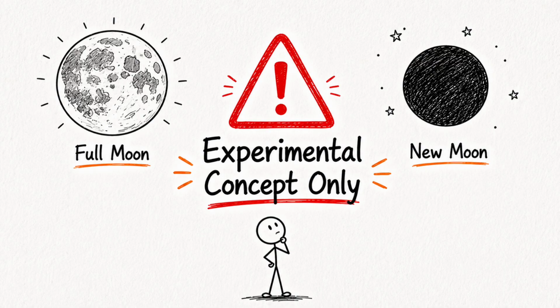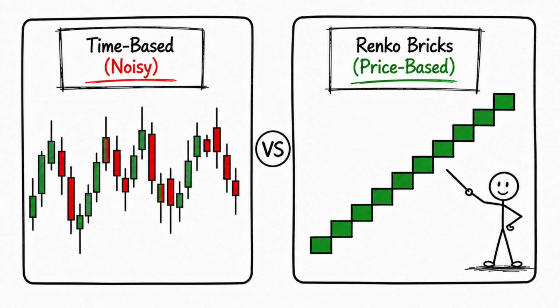If you want to experiment with lunar cycles, use them only as a background timing filter. Your actual decision should still come from price, structure, risk, confirmation. Because your trading account doesn't care what phase the moon is in. It cares whether your trade works.